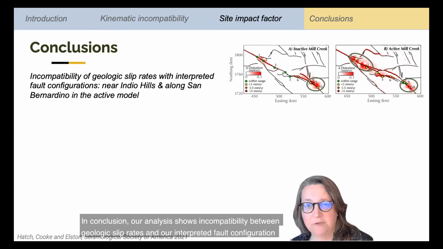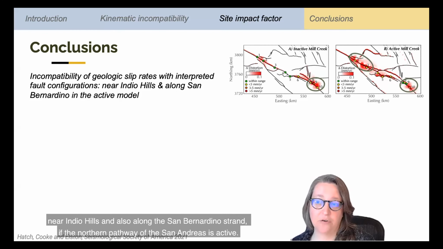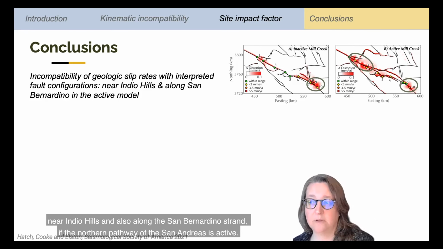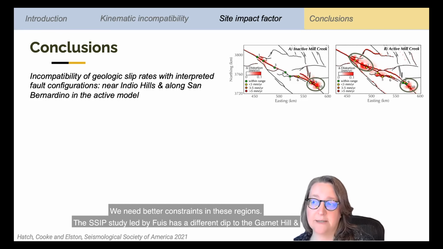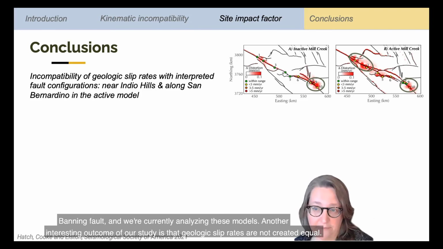In conclusion, our analysis shows incompatibility between geologic slip rates and our interpreted fault configuration near Indio Hills and also along the San Bernardino strand if the northern pathway of the San Andreas is active. We need better constraints in these regions. The SSIP study led by Puis has a different dip to the Garnet Hill and Banning faults, and we're currently analyzing these models.